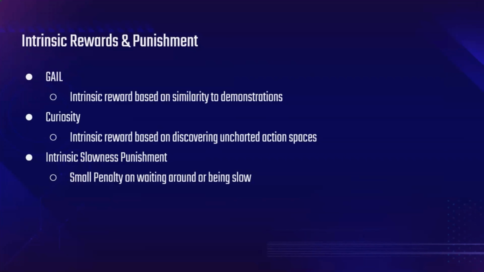And then for the final punishment, we have an intrinsic slowness punishment, which is different than the one I mentioned earlier, which is the parameter defined by the developer. This is a small punishment that we give the model if it decides to just wait around and do nothing, or if it's moving very slowly, in order to promote the model to win faster than usual.